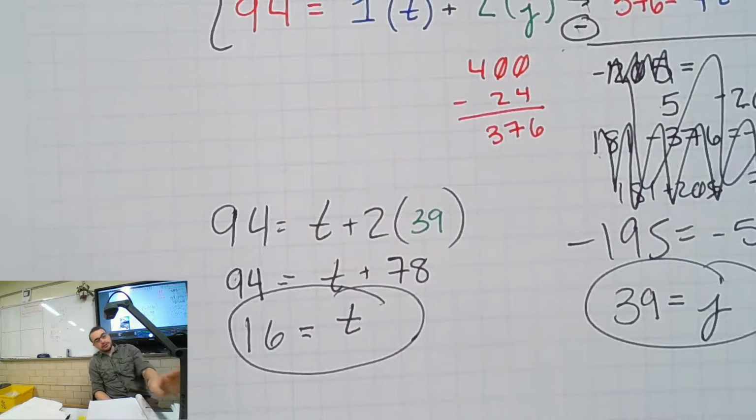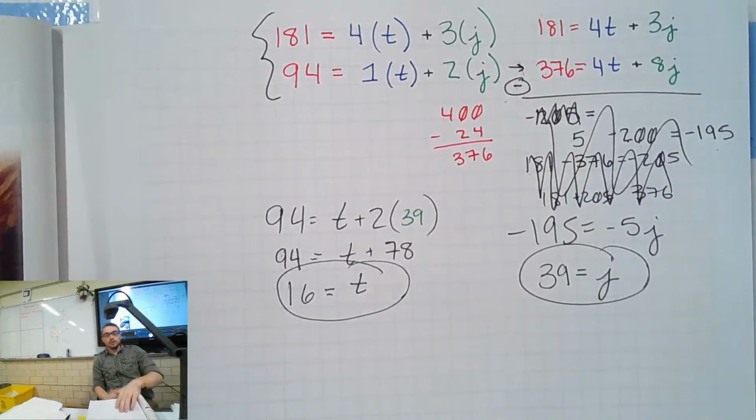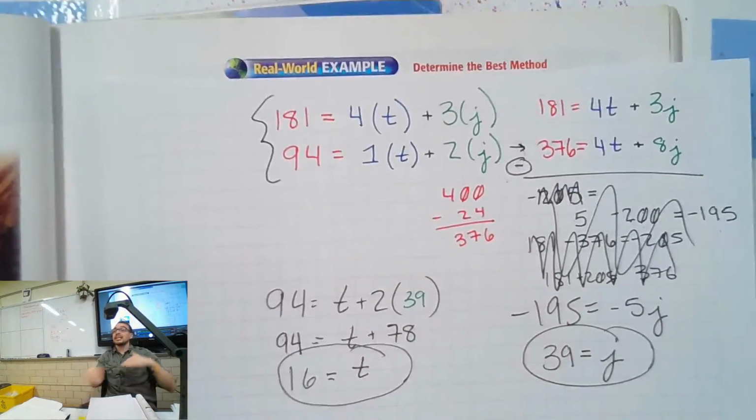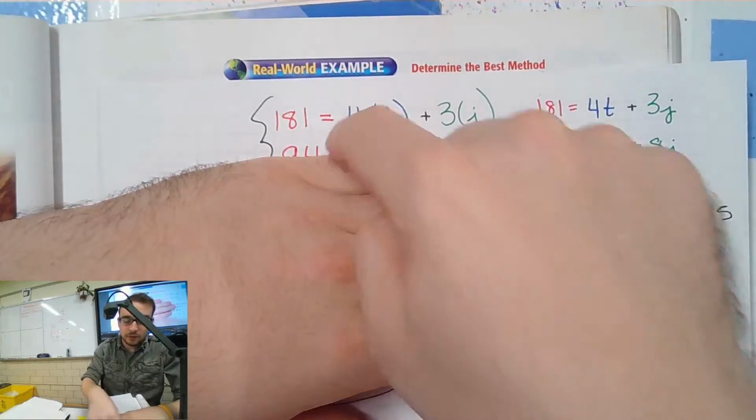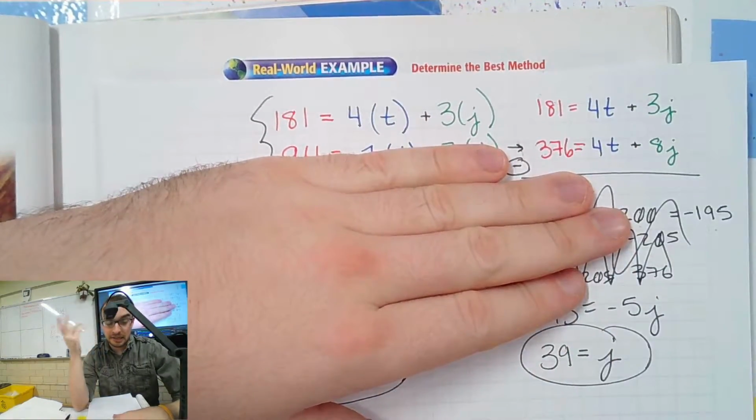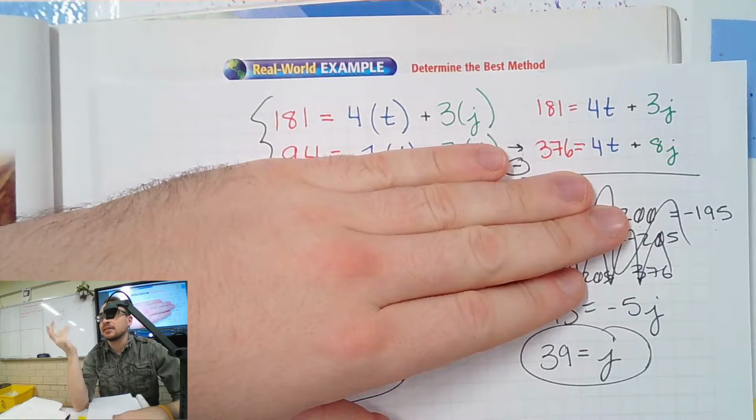So, what have we learned? We've learned that what would normally be an impossible problem, or with infinitely many solutions, I should say, right? I spent $181. I bought 4 t-shirts and 3 jeans. How much did each cost? I don't know, man. Right? Lots of possible solutions.